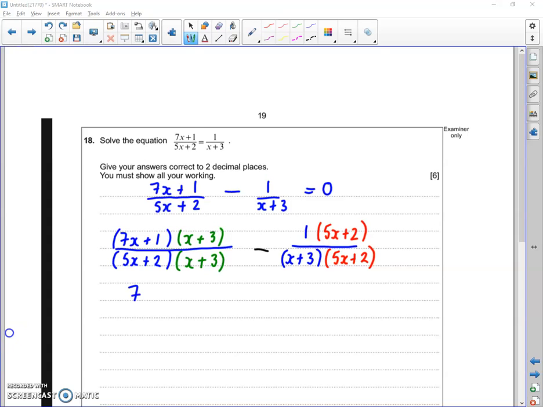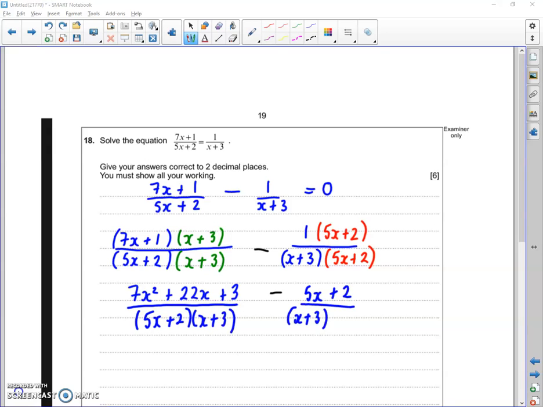Right, expand out then the top of the left-hand fraction. That's going to give us 7x squared. We've got 3 lots of 7x and a 1x, so that's 22x. And then we got 1 times 3, which is 3. Take away 1 times 5x plus 2. And I'm going to leave the bottom as it is. You'll see why in a second. So x plus 3, and then x plus 3, 5x plus 2. Remember, this is all equal to 0.